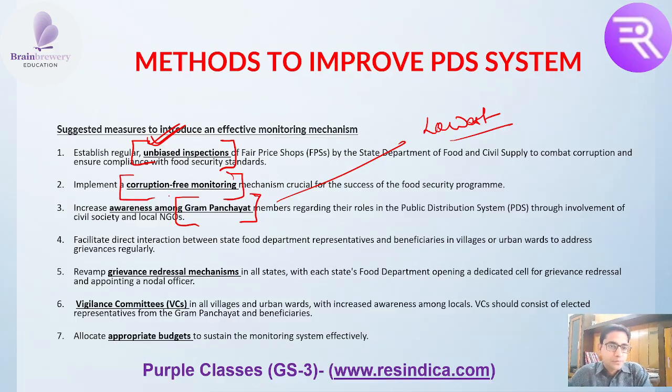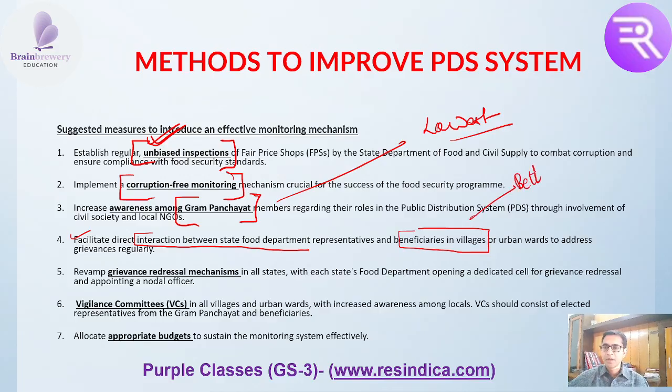And the next will be facilitation of direct interaction between the state food department and the representatives and beneficiaries in the village. So you are directly linking the people who are going to supply the food and those who are going to get the food. If we are working at last mile connectivity, the people who are very well known to the poorer people can easily identify who are the poor, right? So they will be able to do better targeting.